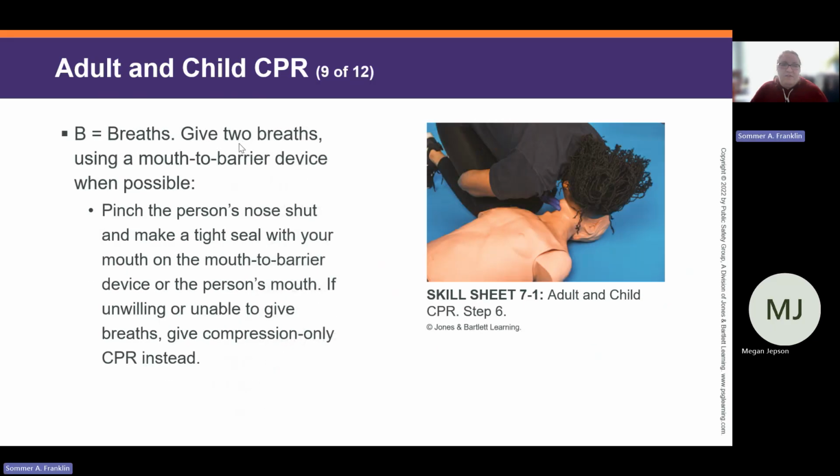B, breaths. Give two breaths using a mouth-to-barrier device when possible. Pinch the person's nose shut and make a tight seal with your mouth on the mouth-to-barrier device or the person's mouth. If unwilling or unable to give breaths, give compression-only CPR instead.